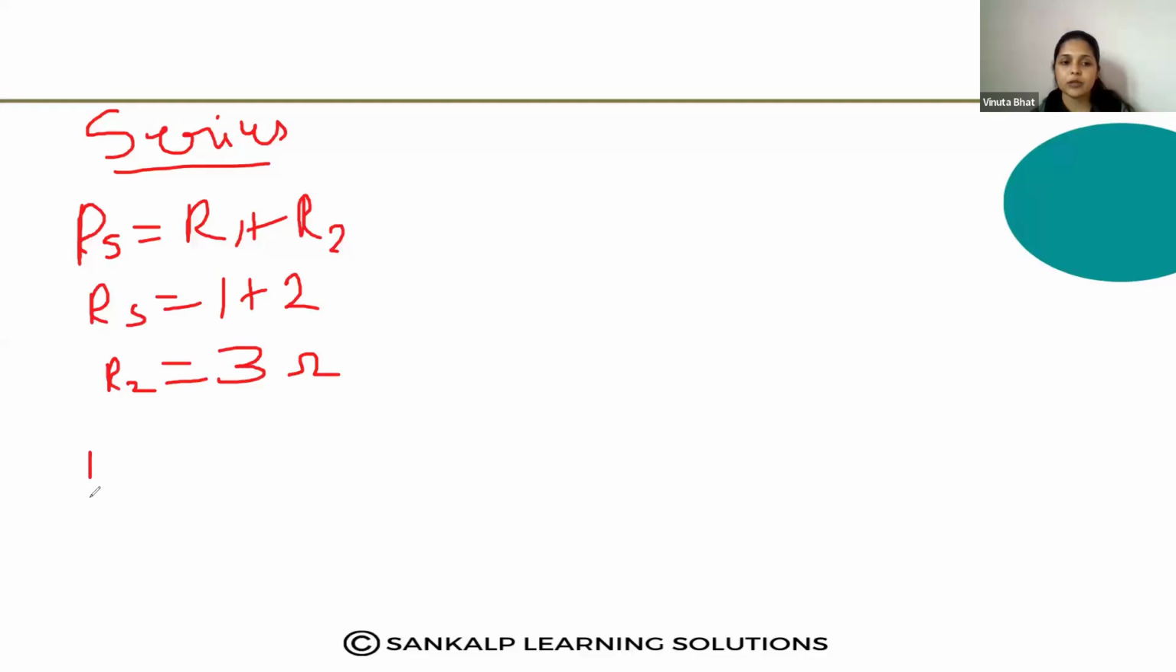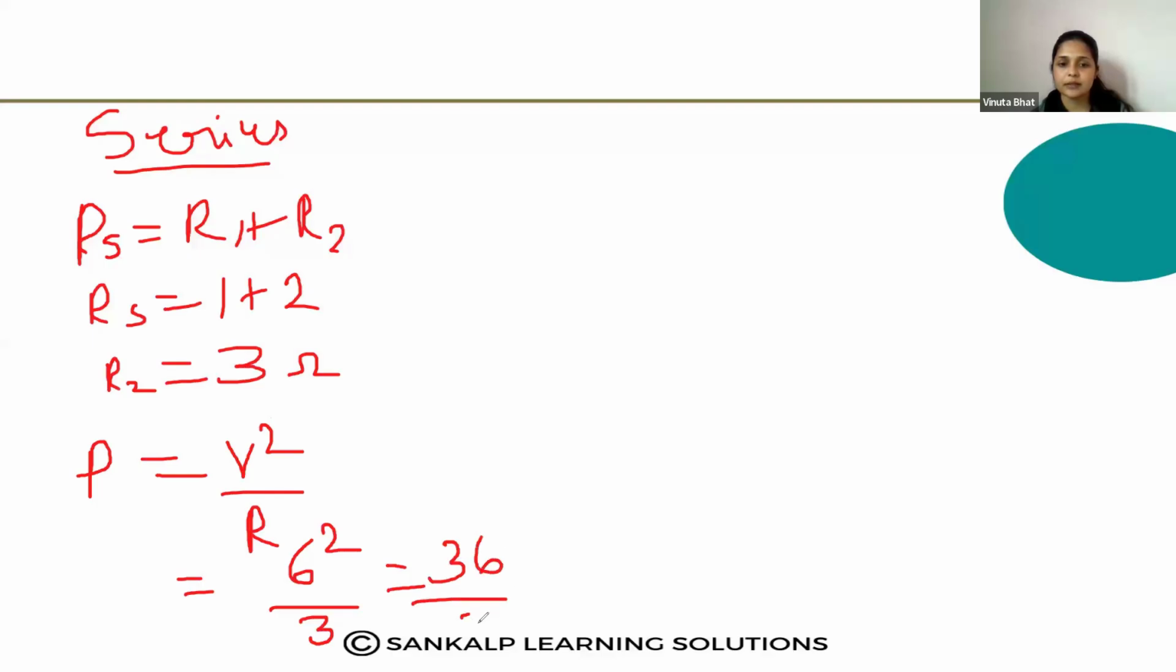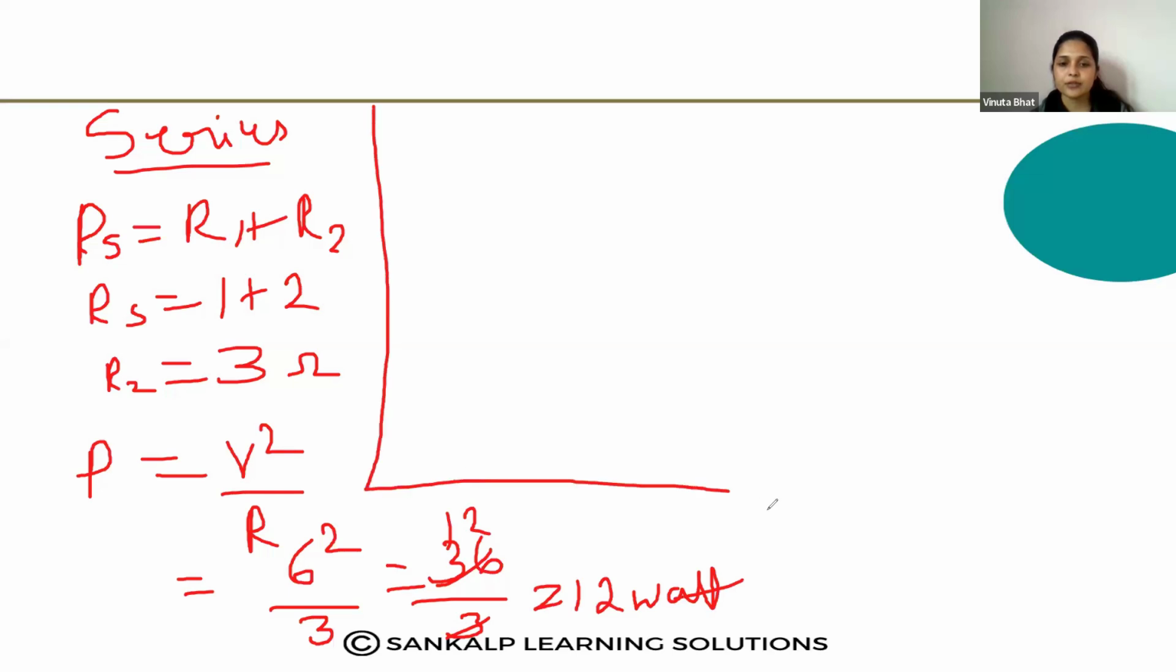Now apply the formula to find out the P. P is equal to V square by R. Here, what is V? That is 6 square. 6 square by R, R is 3 ohm. That is 36 by 3. 3 ones are 3, 3 twos are 6. That is equal to 12 watt. 12 watt is the correct answer for the first one.